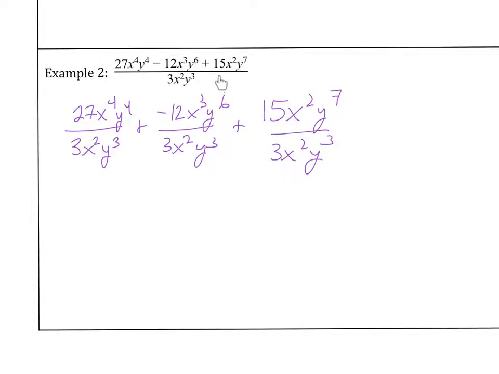This problem might seem a lot different, but it's really the same type of thing. It's just we have extra variables. It's still just a monomial down here, though. And the same trick applies. I'm just going to take this monomial, and I can divide each part of the numerator separately by that denominator.